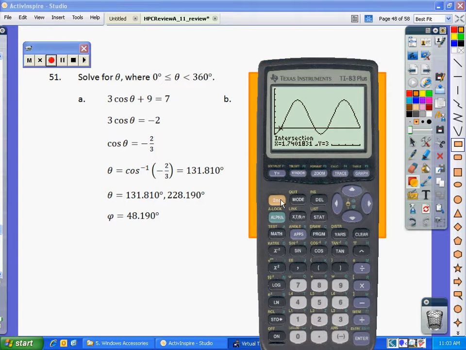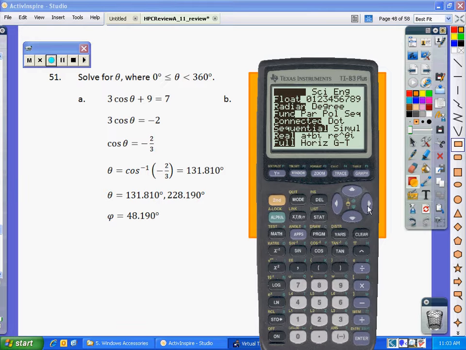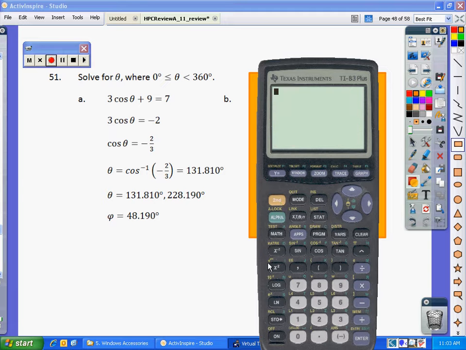Now, before I do this problem, I have to remember that my calculator was in radians from the previous problem, so you need to switch to degrees. Very important to remember what mode you're in. So now I can go back to my home screen, type in second cosine, which is cosine inverse, negative 2 divided by 3, and hit enter.